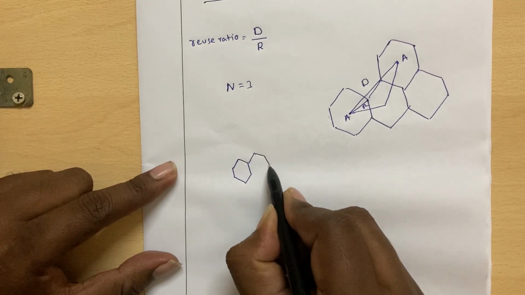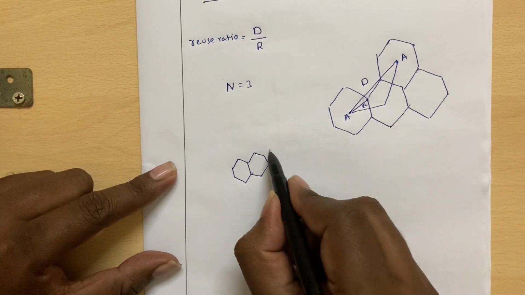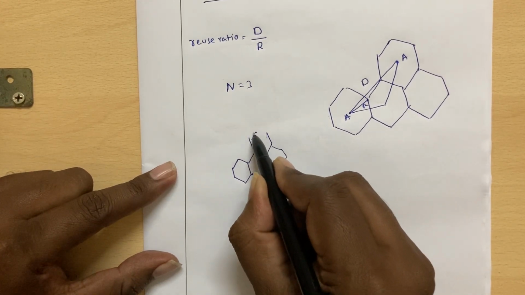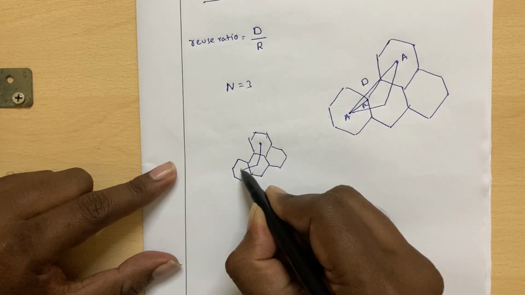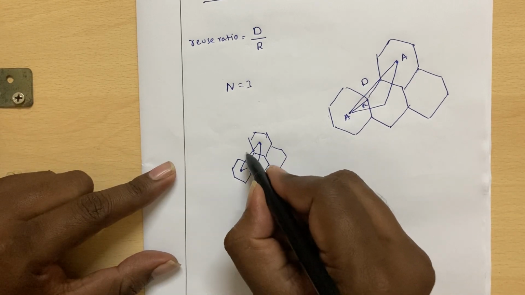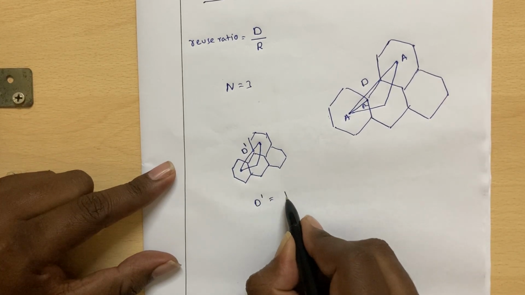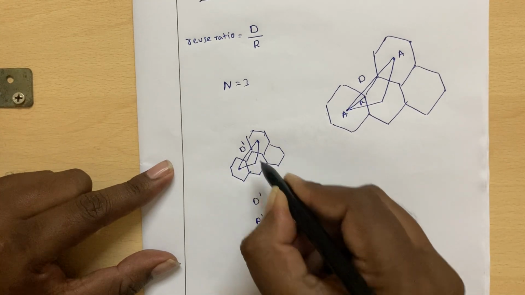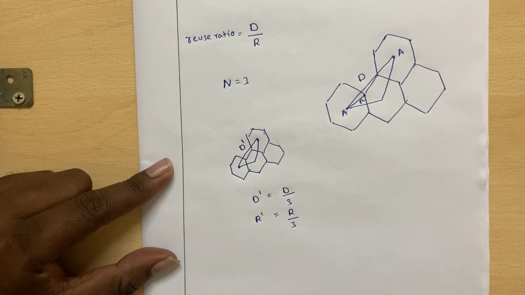Now if I use a smaller cell radius, say for example a radius of one third of this one, and here also we have chosen reuse factor 3, then it will be like this. Since we have reduced the radius by 3, the reuse distance also will be reduced by 3. So D dash is equal to D by 3, and R dash is equal to R by 3 in this smaller cellular system.